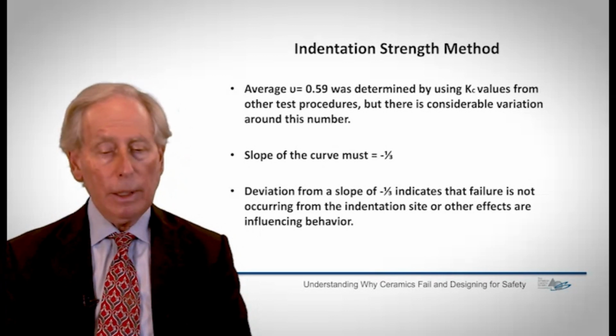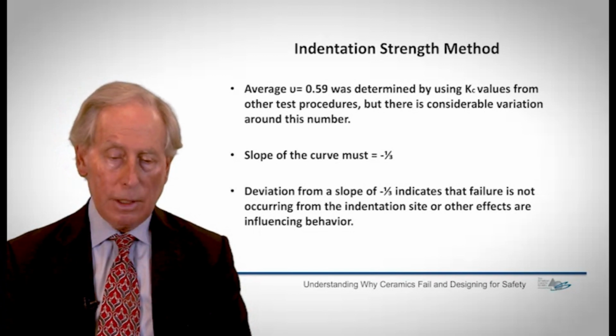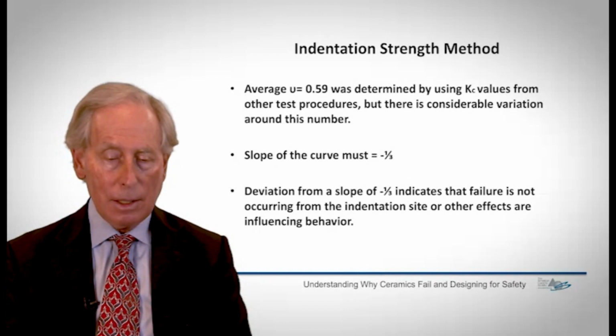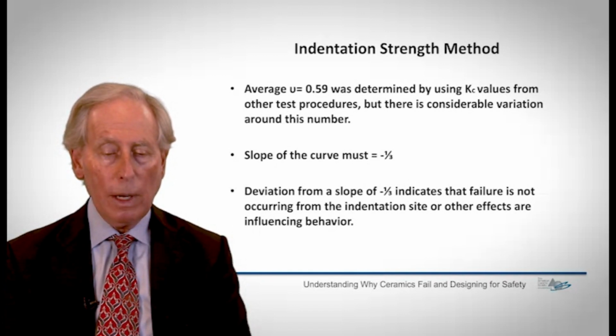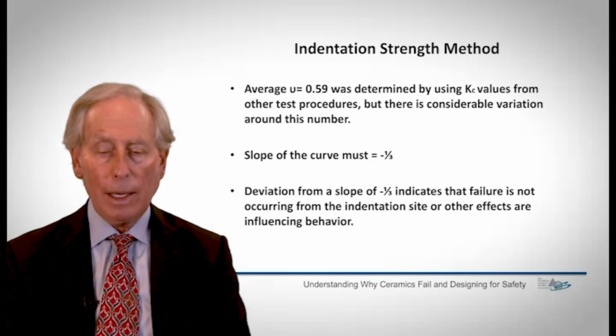It's again empirically defined. The constant in front that you saw earlier, there's considerable variation around the number. It was obtained using empirical data. The slope of the curve must equal a minus a third because that's represented from the equation that I derived. And if you get deviations from that slope of a negative 1/3, it's an indication that other effects are taking over. And so it can be used a little bit, but not too often.